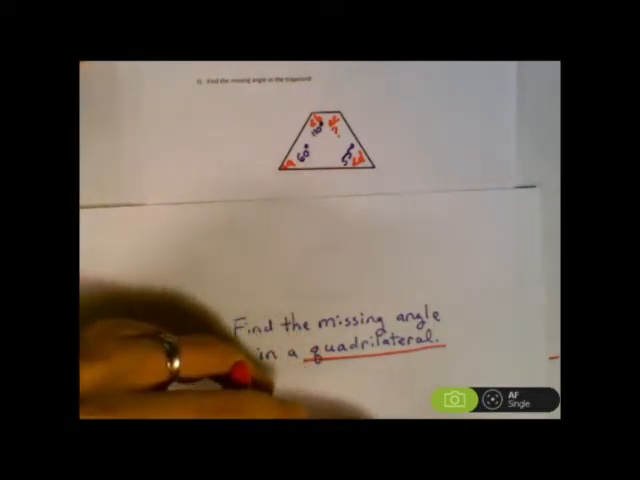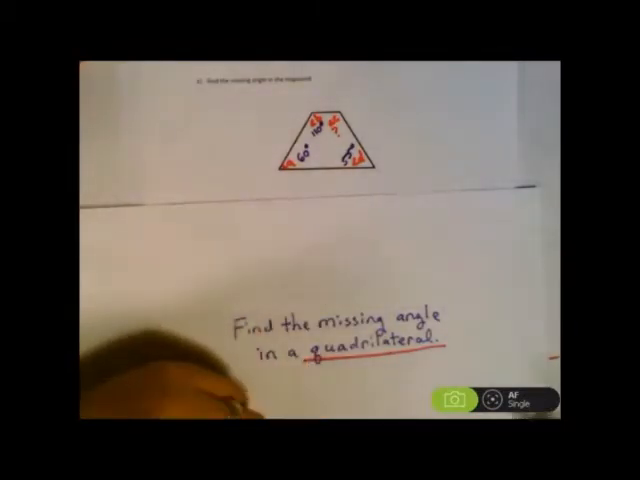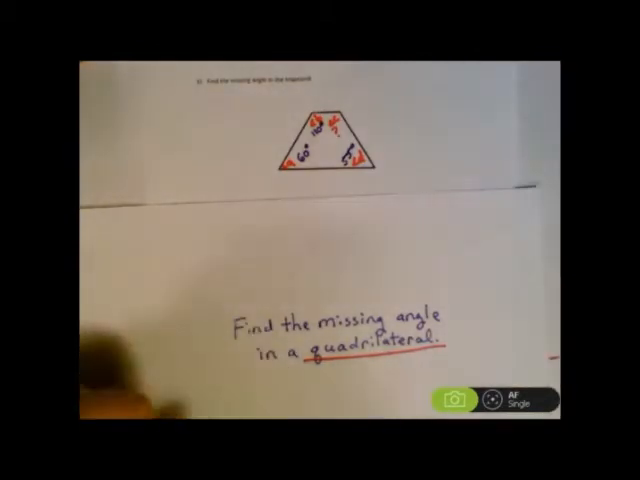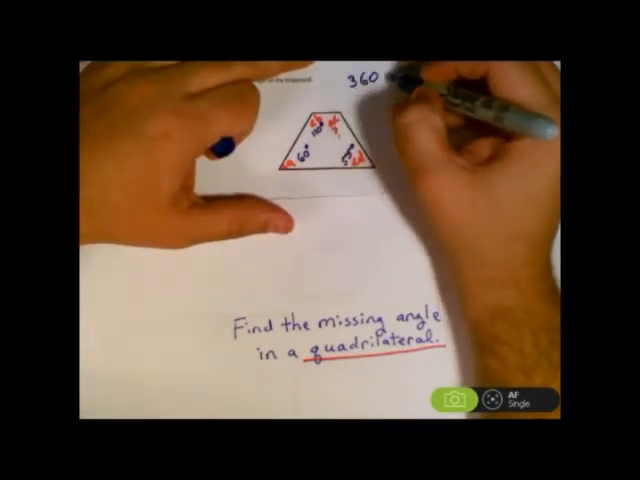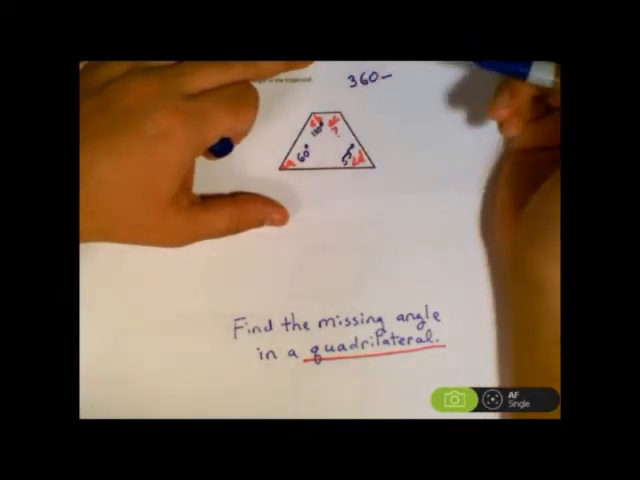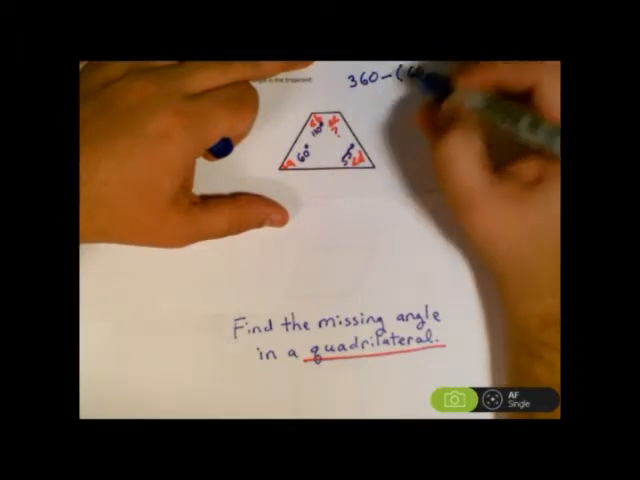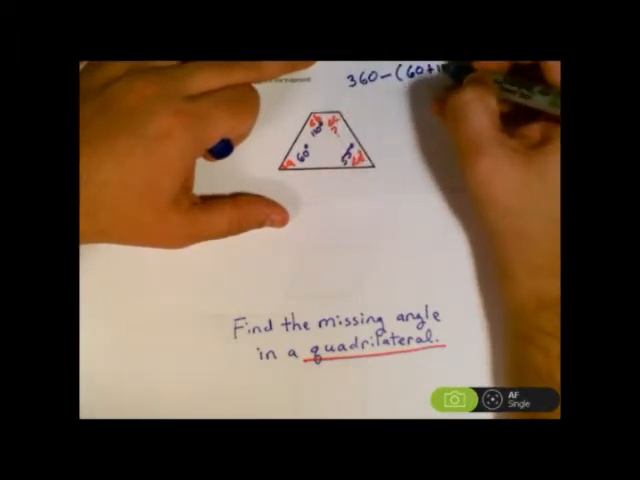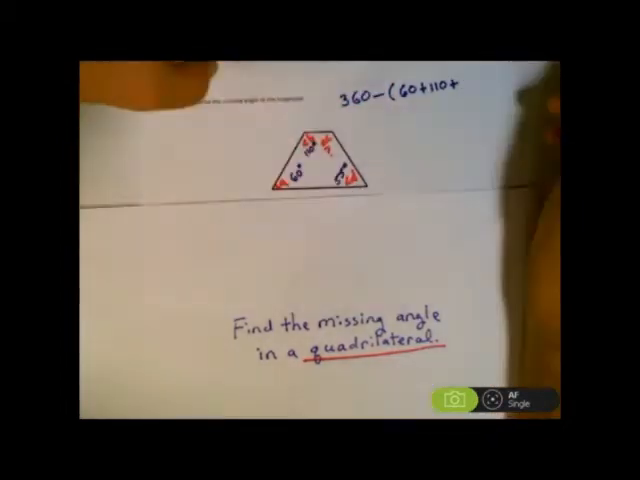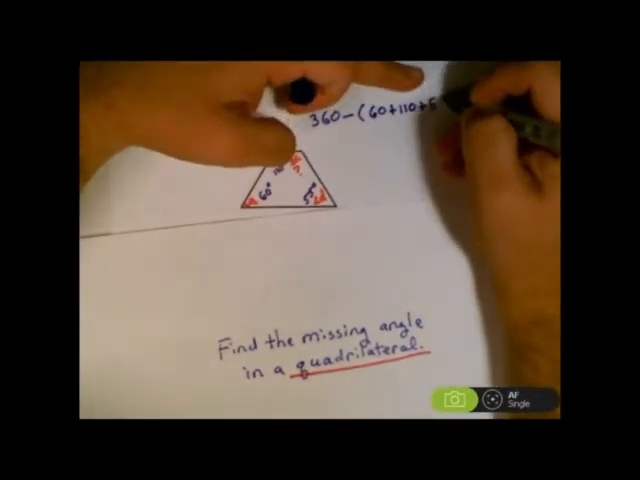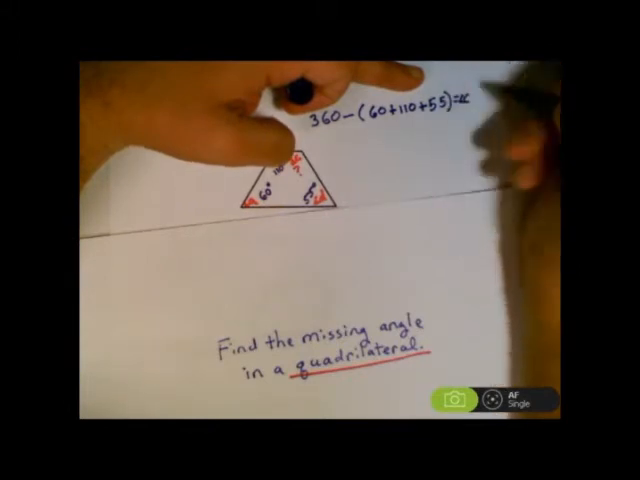The first way is to write an equation to find the missing angle, and an equation that you've seen in class already goes like this. The sum of all the angles in a quadrilateral is 360 degrees, and we're going to subtract from that the sum of the angles that we know. What are the angles that we know? We know A is 60 degrees, B is 110, and D is 55. And that is going to give us angle C.